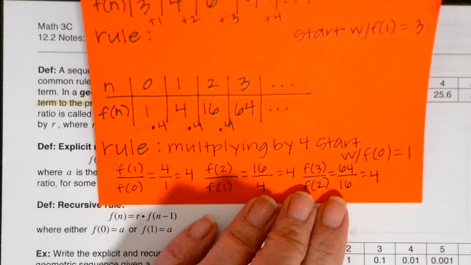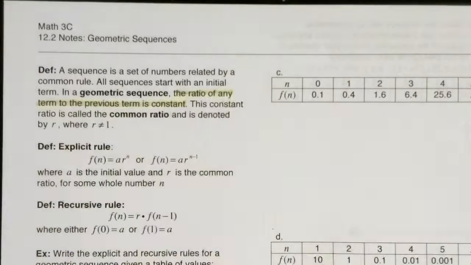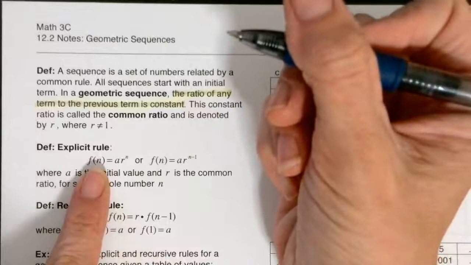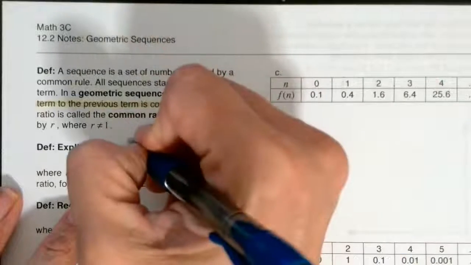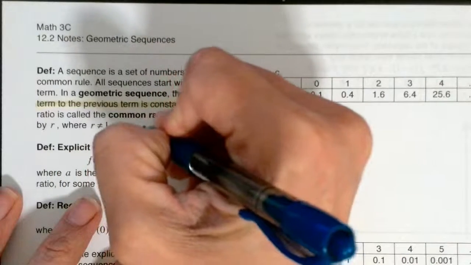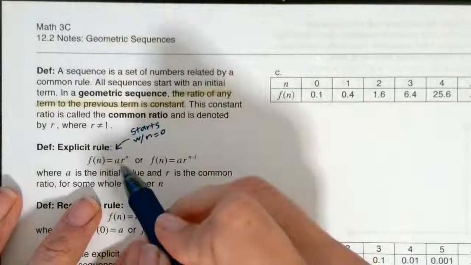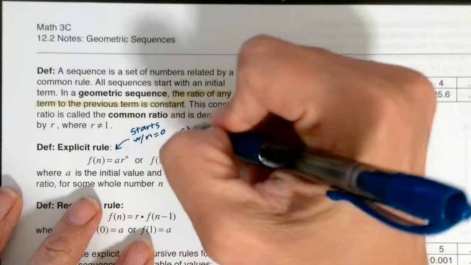Okay, so now what we're going to move on to is writing the rules for these, and there are two different ways to write the rule. There's something called the explicit rule, and within the explicit rule we also have two different ways. If our initial term is 0, we're going to use this one right here, which starts with n equal to 0. And this one starts with n equal to 1.